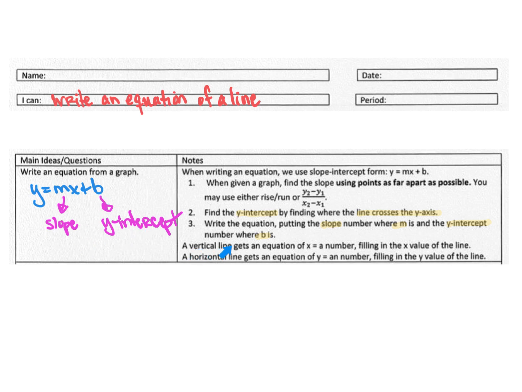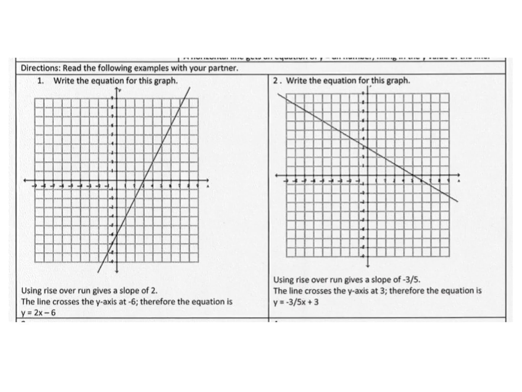Just remember a vertical line, a line that goes up and down, has an equation of x equals a number, and a horizontal line has an equation of y equals a number. We'll talk about that a little further today. So let's look at example number one. Example number one says write the equation for the graph. It has the picture and the equation and different things to put in, but we're going to do this together.